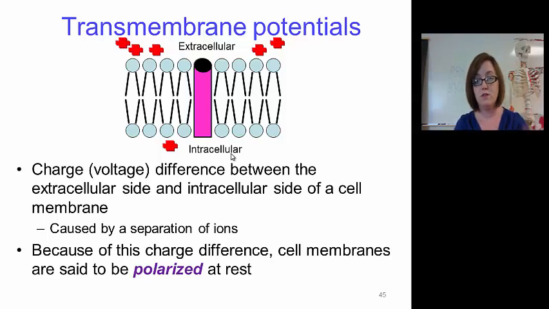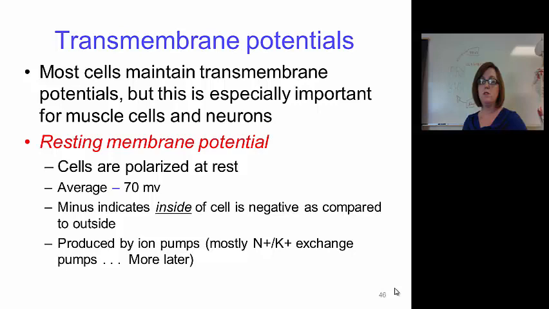Because there's a difference in the charge between the inside and the outside of the cell membrane, we say that cell membranes are polarized. There's that word polar again. Cell membranes are polarized at rest. Right? Polar like a battery, polar like the Earth. It's going to be positive on one side, negative-ish on the other. So most of the cells in your body maintain a transmembrane potential, but this is really important for muscle cells and neurons.